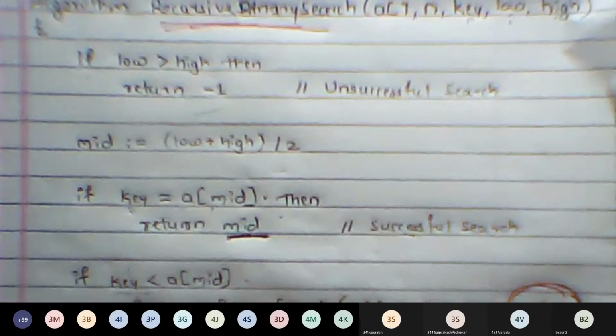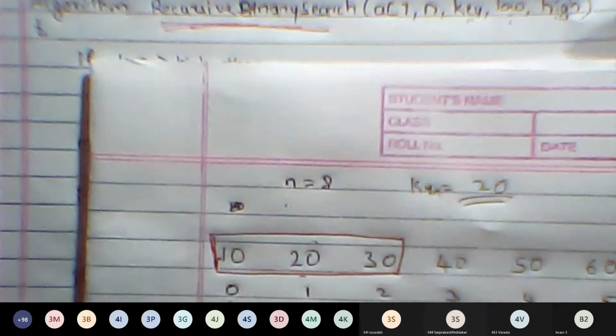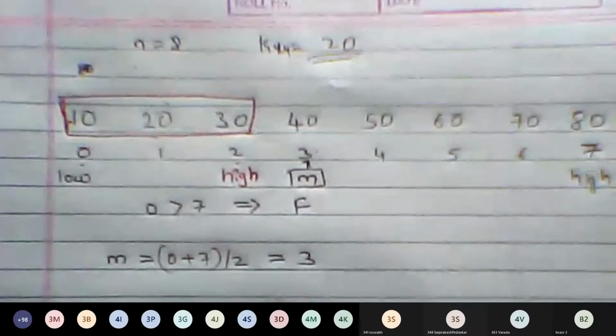Understood, students? Any doubts here? Do we need to have one more example here, or is it enough? Do you want me to take one more example for an unsuccessful search and trace it, or is it okay?